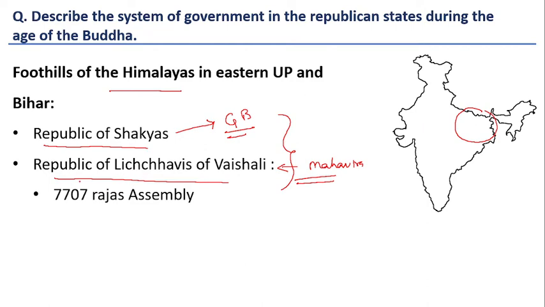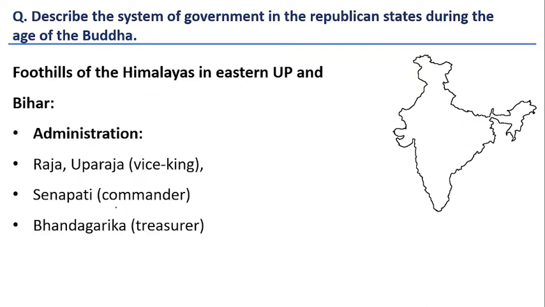And according to the Pali texts, the Republic of Lichavis of Vaishali had an assembly of more than 7,000 Rajas. This shows that many tribal kings or tribal Rajas used to jointly rule this particular republic. So this shows that we Indians had experience of the republic system.